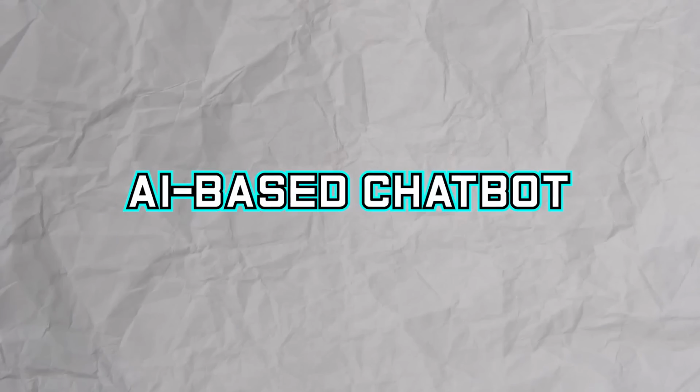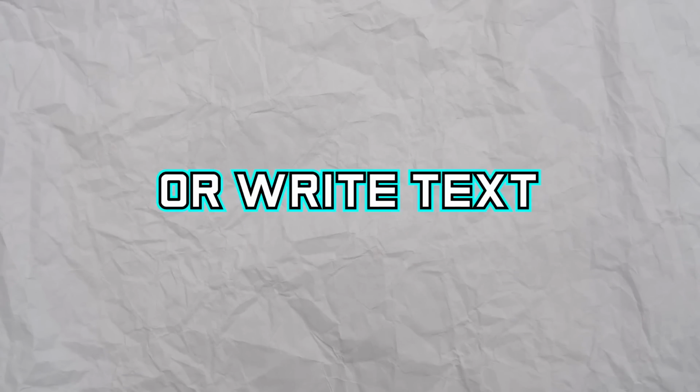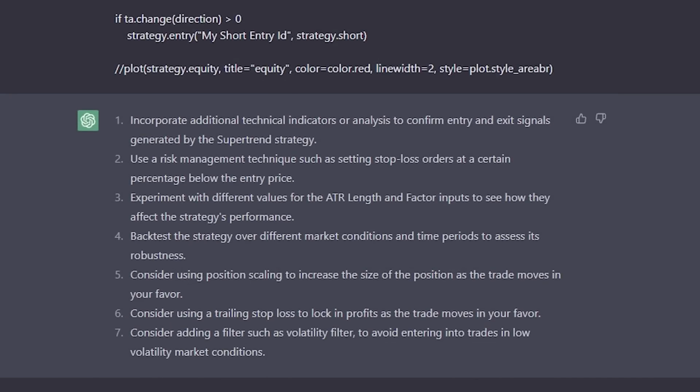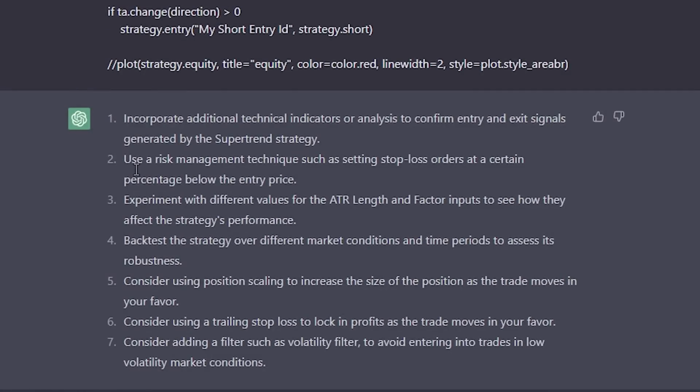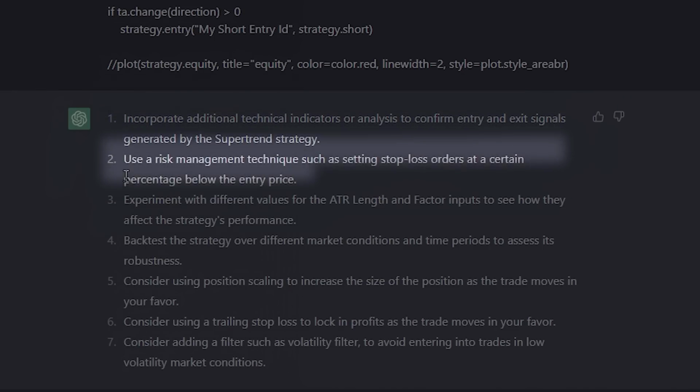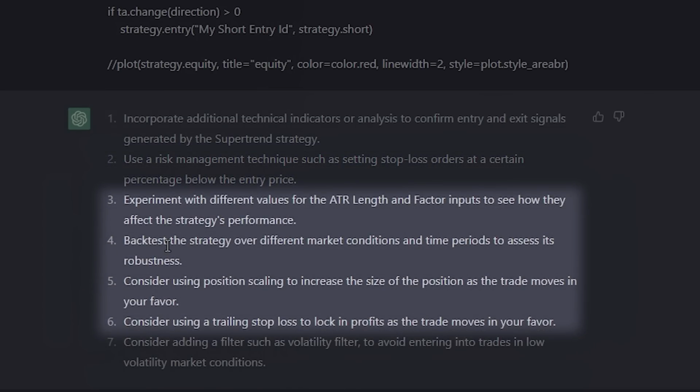ChatGPT is a free AI-based chatbot that can generate code or write text based on user input. So let's first ask ChatGPT what can be done to make the strategy more profitable. As you can see, ChatGPT provides multiple solutions to make the strategy more profitable. The first solution suggests adding an extra indicator to confirm exit and entry signals. The second solution advises us to integrate a risk management technique into the strategy. The other solutions are based on the asset you trade on.